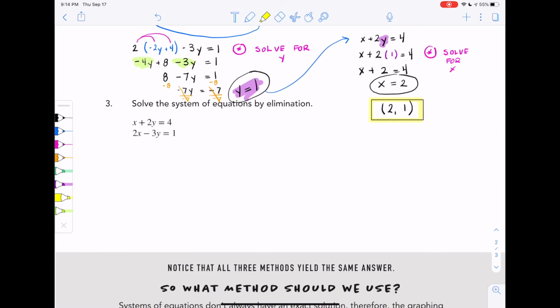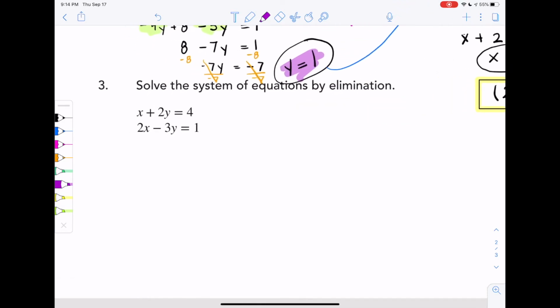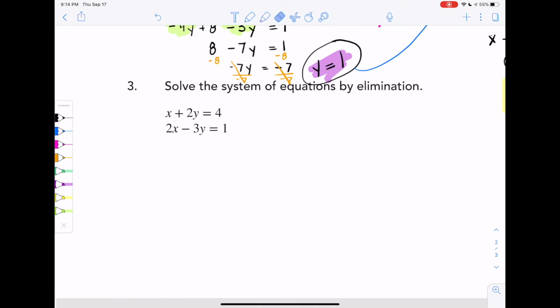Lastly, I'm going to solve by elimination. So elimination is when you are adding the 2 functions together and you are eliminating a variable by either adding or subtracting. So when you're solving by elimination, you need to make sure that your coefficients, the number that's in front of a variable, are the same. What I mean by that is we need to be able to either add or subtract and get rid of that variable.